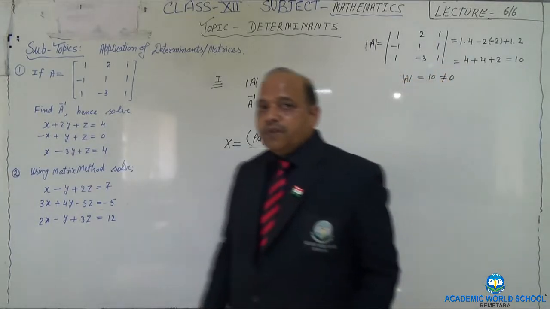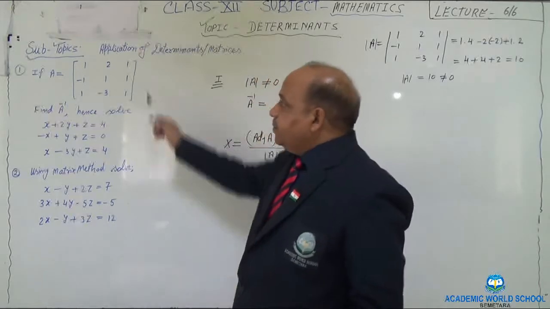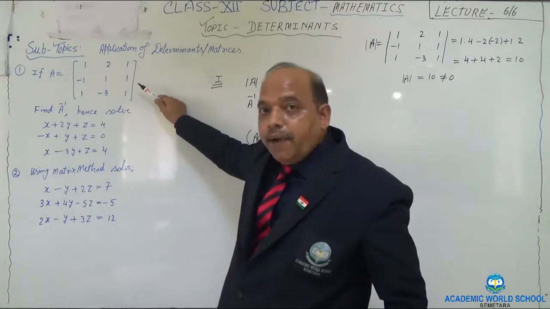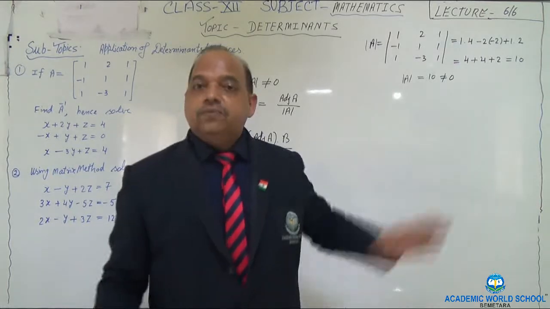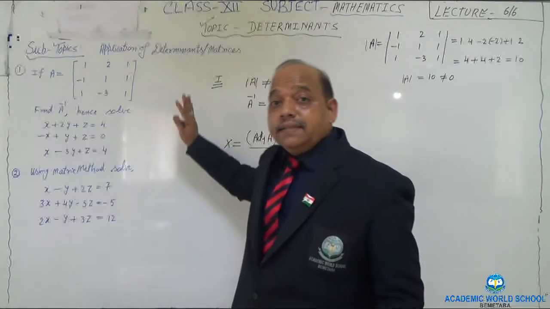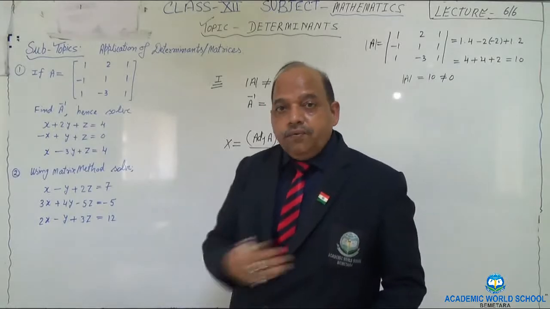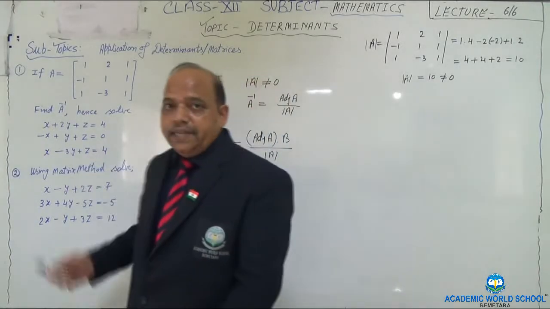So the very first thing we established, we said that this is a non-singular matrix. Only a non-singular matrix can have an inverse. So it means its inverse exists. But what is that inverse? We have to find that. So let's find the inverse of this.